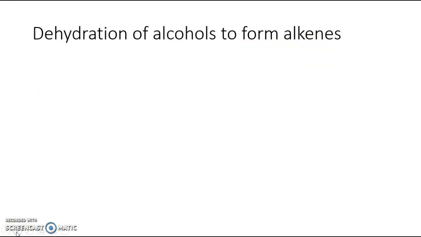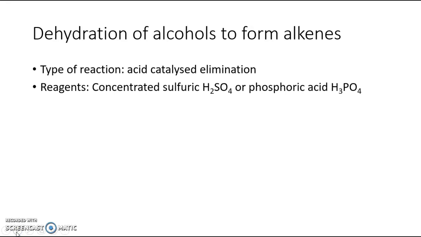The next chemical property we're going to look into is the dehydration of alcohol to form alkenes. In this reaction, you would use concentrated sulfuric acid or phosphoric acid, and you would heat it.